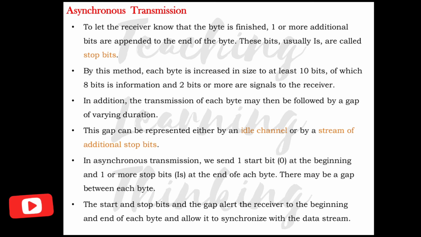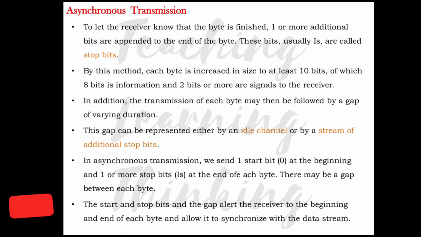To let the receiver know that the byte is finished, one or more additional bits are appended to the end of the byte. These bits are usually ones, and they are called stop bits. By this method, each byte is increased to at least 10 bits, of which 8 bits are information and 2 bits or more are signals to the receiver.